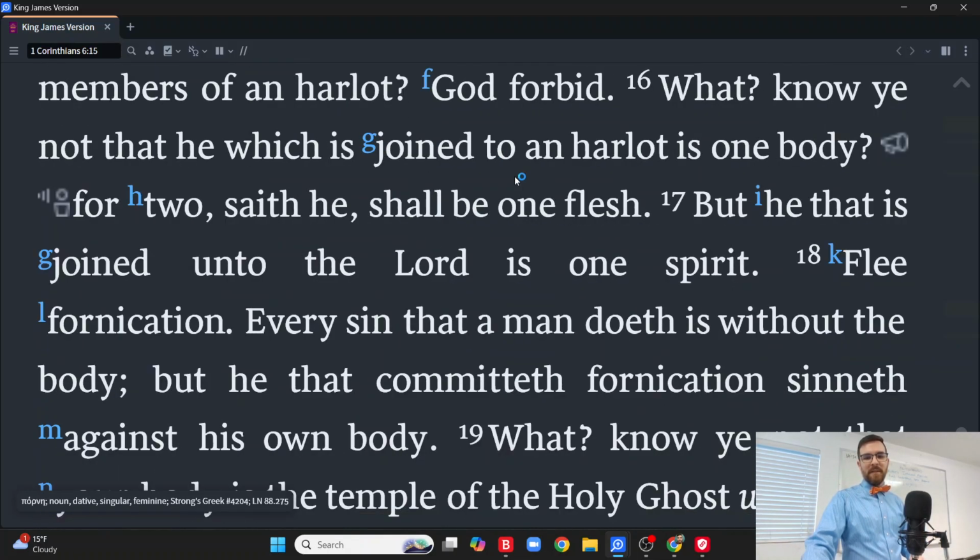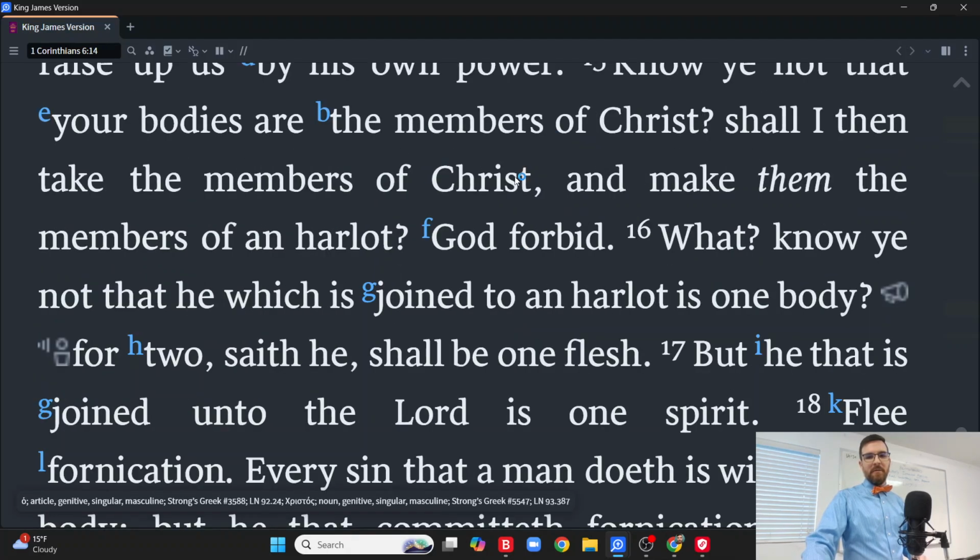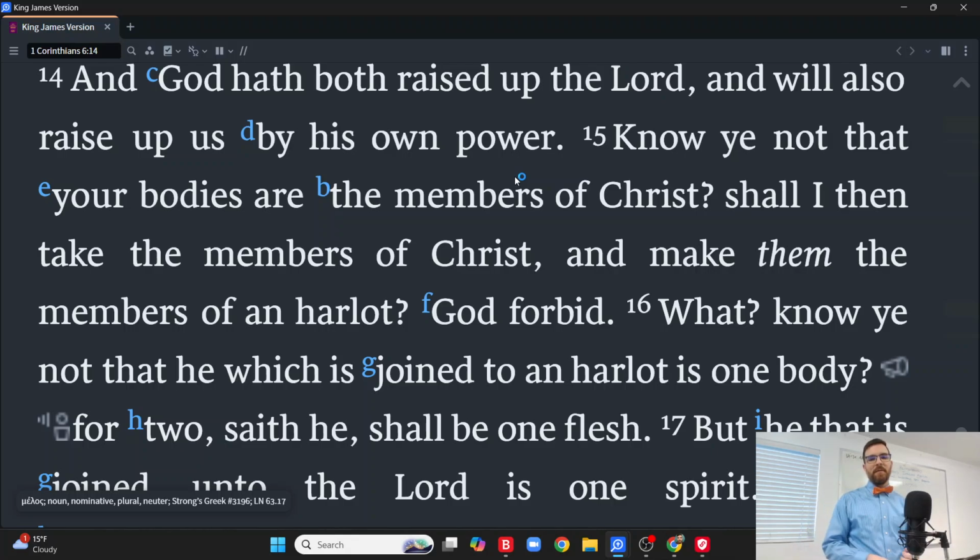Let's jump down to something. All right. Know ye not that your bodies are members of Christ? Verse 15. Shall I then take the members of Christ and make them members of a harlot? God forbid. What? Know ye not that he which is joined to a harlot is one body? For two, saith he, shall be one flesh. So now he's going back to Genesis and saying that the sexual union is this one flesh union. But he's already talked about how your body is connected with Christ. And so you're bringing Christ to be with a harlot. What are you doing? God forbid.